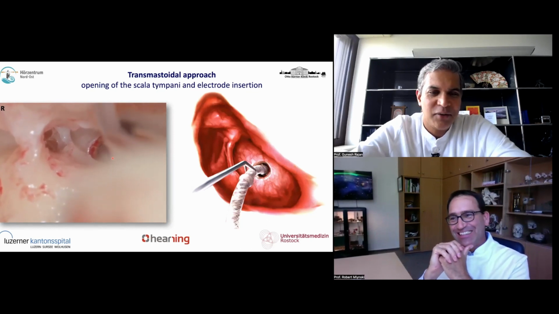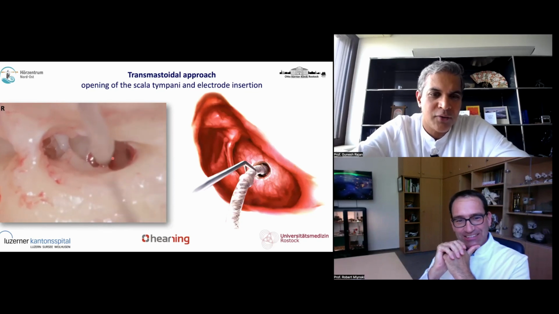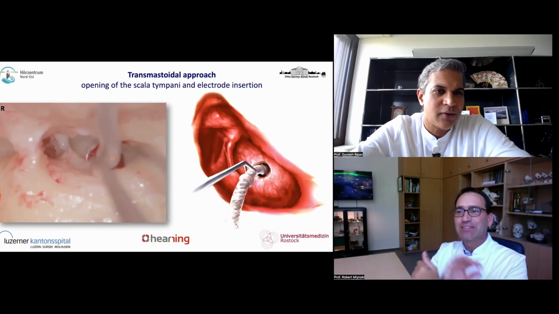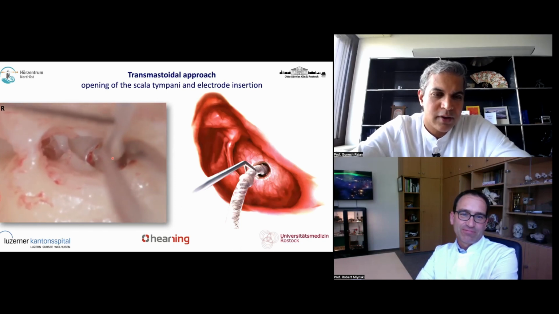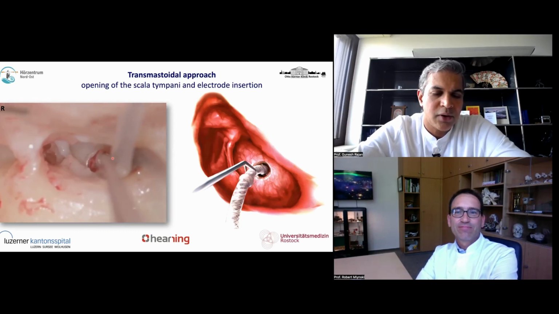Yeah, I think I do it the same way, really. Open the round window under fluid. I use steroids. I use dexamethasone in the round window niche. Then basically open it up and then, yeah, slow insertion, as we know, to avoid intracochlear pressure change.